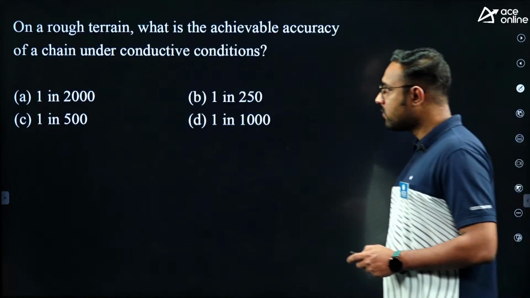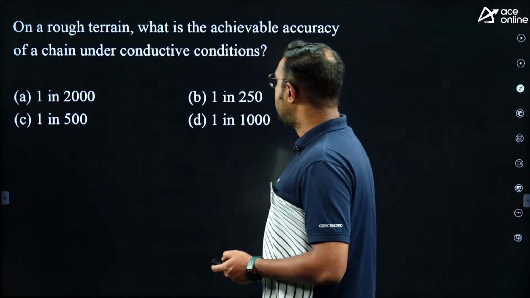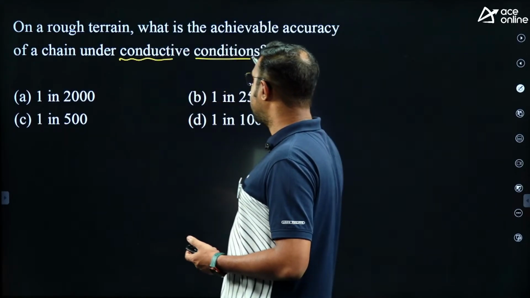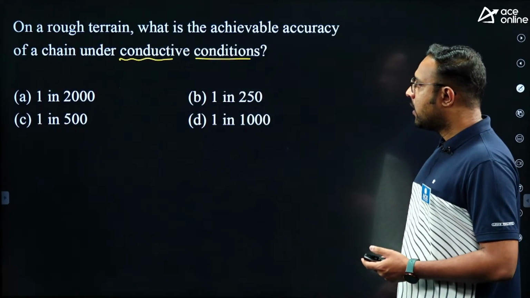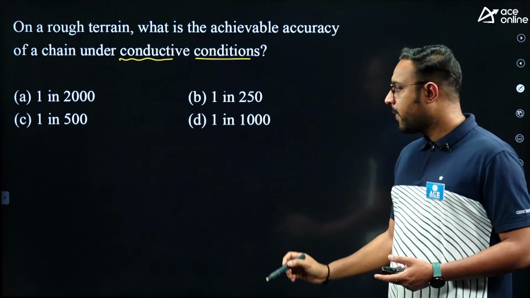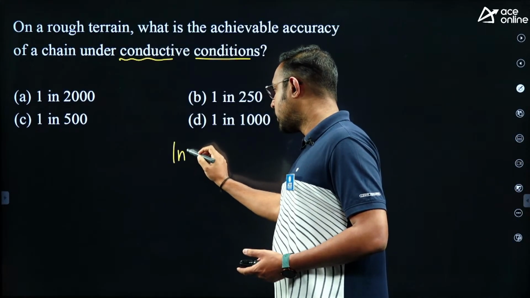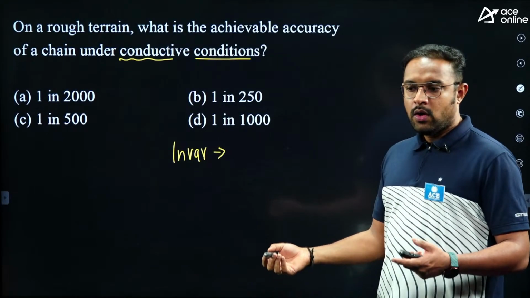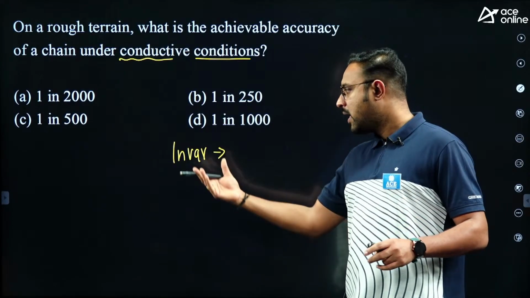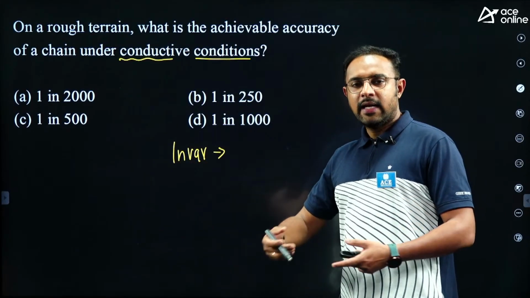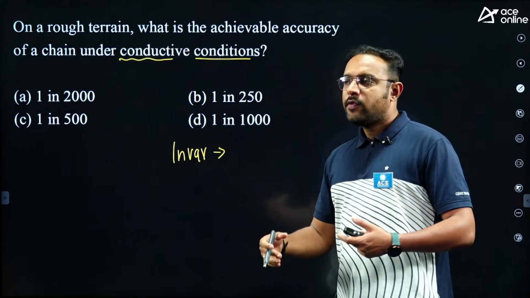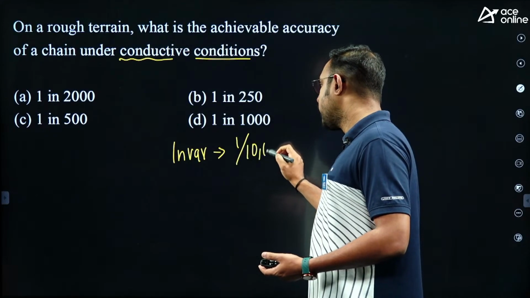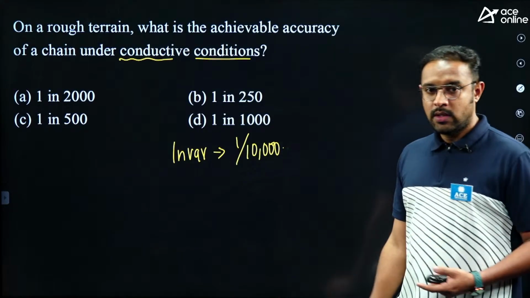Next question. On a rough terrain, what is the achievable accuracy of chain under conducive conditions? This is one tabulation that I want you to remember. I hope you understand what is meant by degree of accuracy. When we are doing our surveying on fairly levelled, flat ground, using an invar tape, a spring balance to measure the pull, and a thermometer to measure field temperature, then you can get a degree of accuracy of up to 1 in 10,000, which is very good.